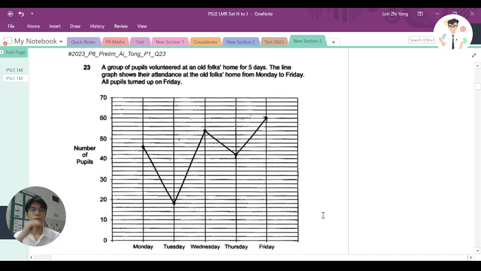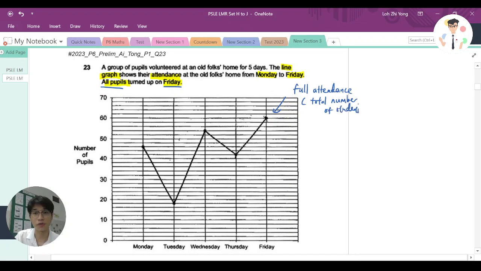Now, a group of pupils volunteered at an old folks home for 5 days. The line graph shows their attendance. Again, the line graph shows the attendance at the old folks home from Monday to Friday. All pupils turn up on Friday. So now this is actually a keyword. All pupils turn up on Friday, which means that Friday is the full attendance, which also means this is the total number of students they have.